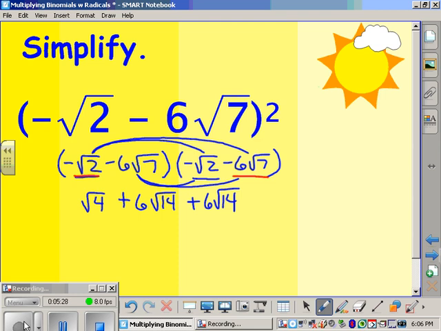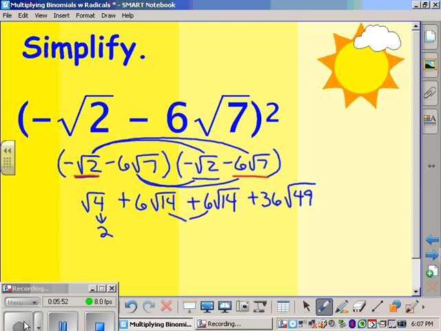And then we will multiply negative 6 radical 7 to negative 6 radical 7, which would be positive 36 on the outside and radical 49 on the inside. We then need to look and see what we can simplify under the radical symbols. Radical 4 is a perfect square, so this will change to 2.